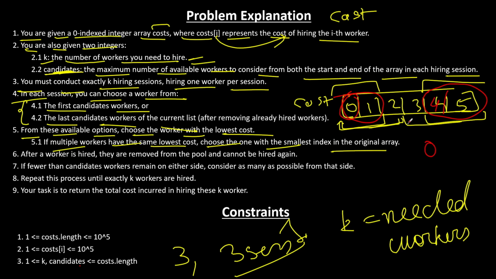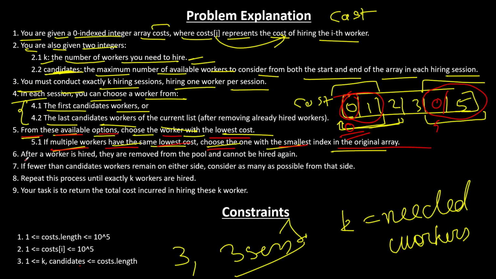And suppose you had two zeros in this candidates array, you will choose the one which has the lowest index value. Here one 0 is at index 0, and the other is at the fourth index, so you will choose the 0th index. This is what is written here: from these available options, we choose the worker with the lowest cost. If multiple workers have the same lowest cost, we choose the one with the smallest index in the original array.